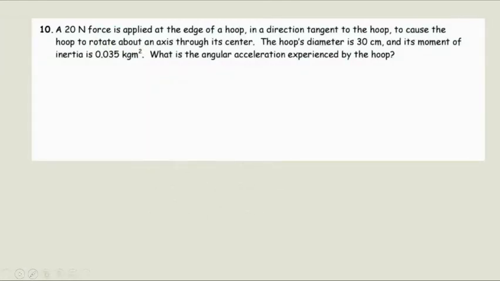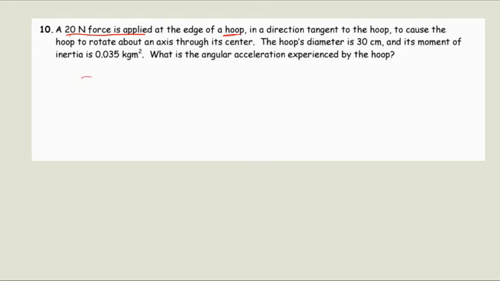It says a 20 Newton force is applied. So when you have your in-class practice problems, I really want you to practice underlining things. You really want to practice underlining or highlighting things just so that you know where you're getting your information from. So it says a 20 Newton force is applied to the edge of a hoop. That's going to be important because it tells us what type of rotational inertia we're going to end up dealing with. In a direction tangent to the loop to cause the hoop to rotate about an axis through its center.